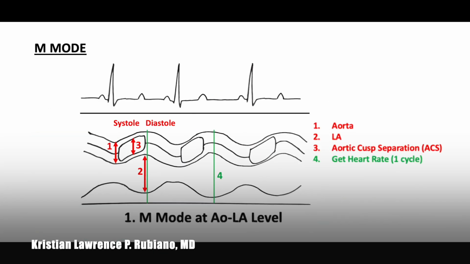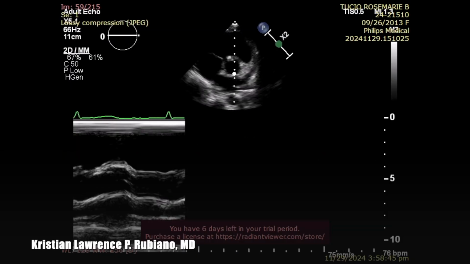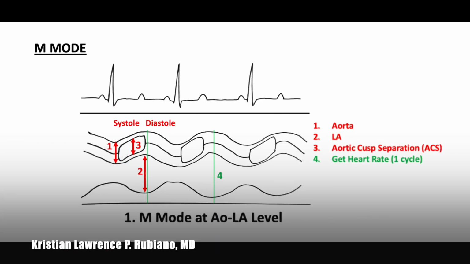As mentioned previously at the parasternal long axis view, measuring the aorta left atrium using M mode can also be done at the parasternal short axis view. Again, aside from the aorta and LA, we can measure the aortic cusp separation as well. This is the distance between the cusp at the aortic valve during systole, which is essential for assessing aortic valve function, particularly in the context of aortic stenosis or regurgitation. Measuring the degree of aortic cusp separation helps evaluate whether the aortic valve opens adequately and can provide insights into pressure gradients across the valve.